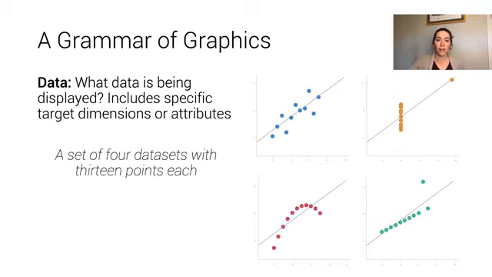So what I want to do next is break down this set of 4 scatter plots that we have from our last lesson. If you recall, this is Anscombe's quartet, in terms of how we reason through these visualizations using the Grammar of Graphics. So we start with data, just simply what data is being displayed. It helps to be specific when you're thinking through and reasoning about the correct ways to understand and investigate a data set, about what are the specific target dimensions or attributes you're choosing to display. In the case of Anscombe's quartet, what we have is a set of 4 data sets with 13 points each, and each of these 13 points has an X and a Y dimension.